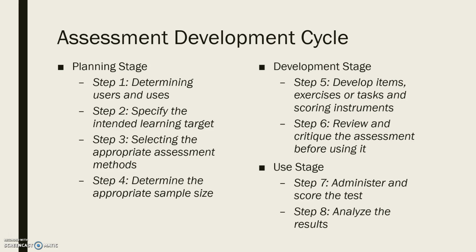So, the assessment development cycle is broken down into 3 stages with a total of 8 steps. The first stage being the planning stage. And step 1 begins with determining users and uses. So every assessment is designed to provide information for a certain group of people, called the users. Depending on the user and their role in the classroom, they can have different uses for the same assessment.